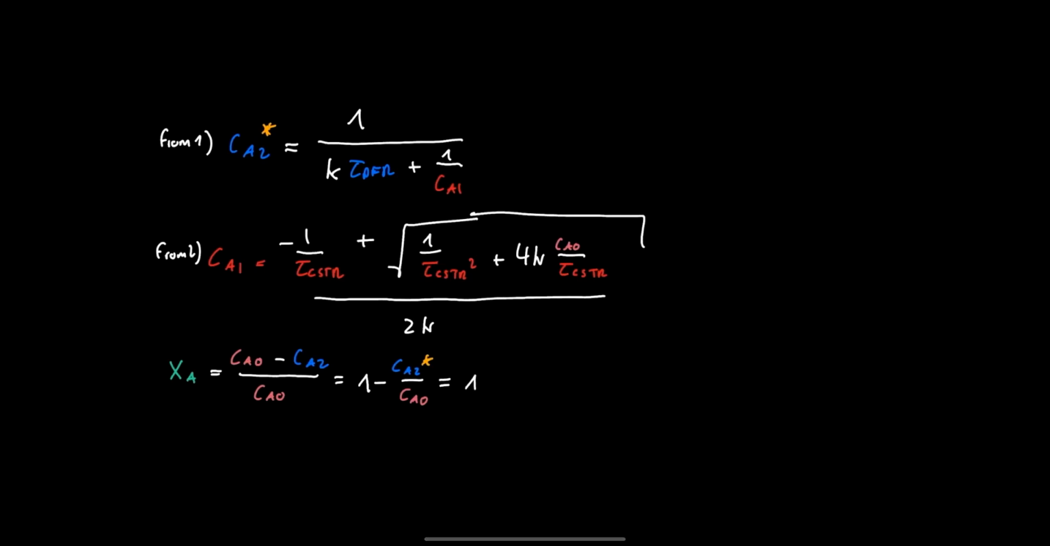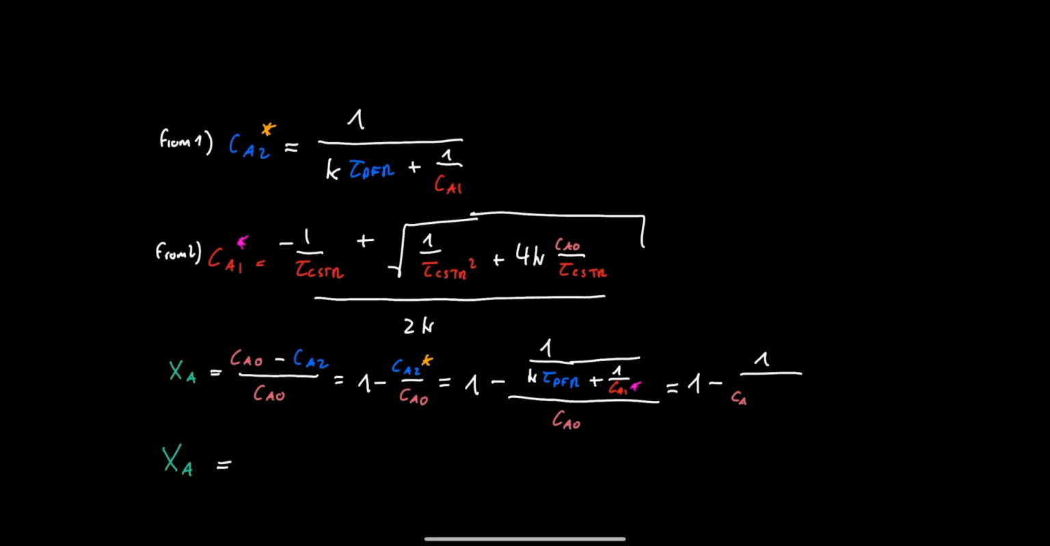This is then 1 minus 1 divided by K times tau PFR plus 1 divided by CA1, and everything here divided by CA0. And for CA1, we have determined this term, and we will insert it here. So the conversion of the species A is equal to... Actually, we can simplify this as 1 minus 1 divided by CA0 times K tau PFR plus 1 divided by CA1. And now we can insert the CA1 term from 2.